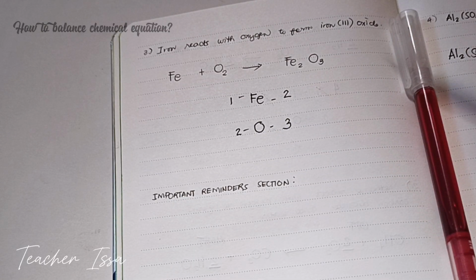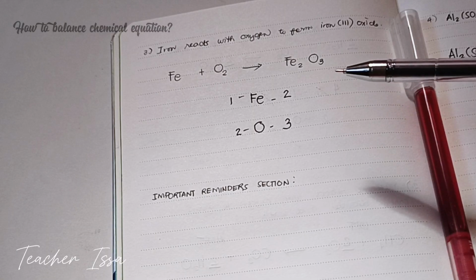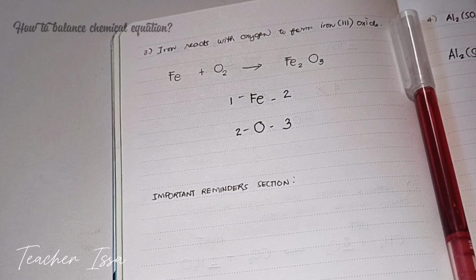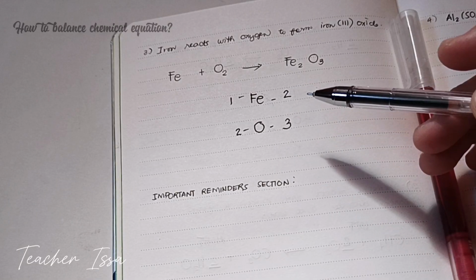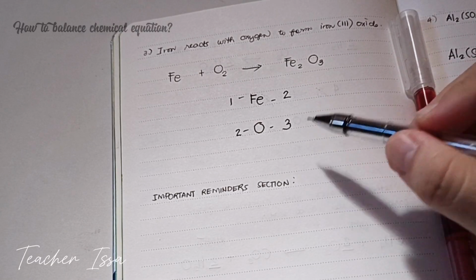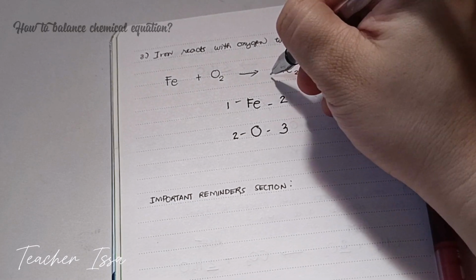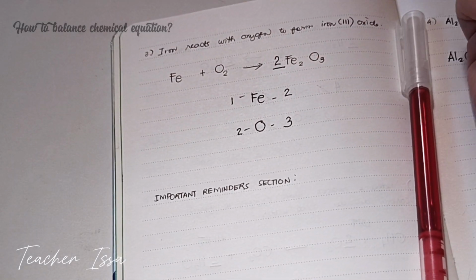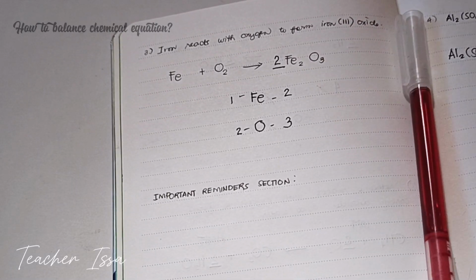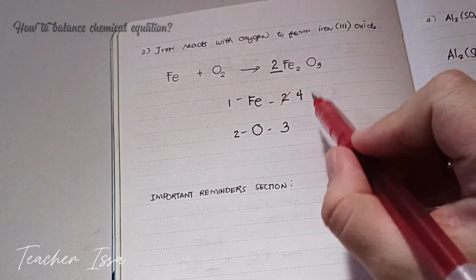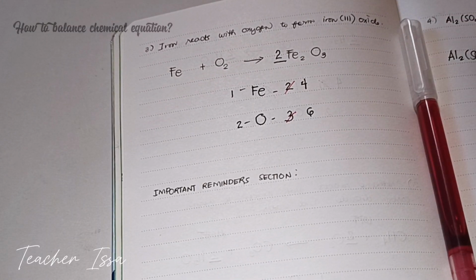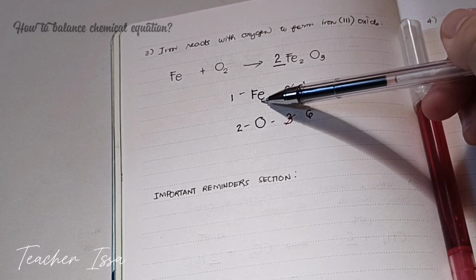So let us make oxygen equal to 6 on both sides. Let us adjust the oxygen, okay? To get 6 oxygen atoms, as you can see on the right side, Fe2O3 has 3 oxygen atoms. If we put number 2 in front of it, now oxygen on the right side would be 3 times 2 is equal to 6.